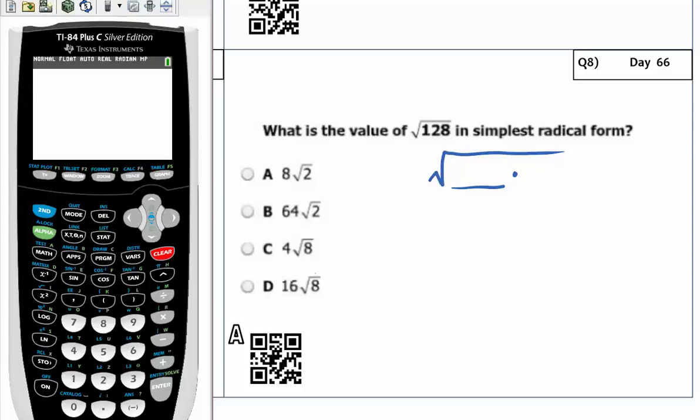I don't know why I would look at my answers. I'm never going to look at my answers.